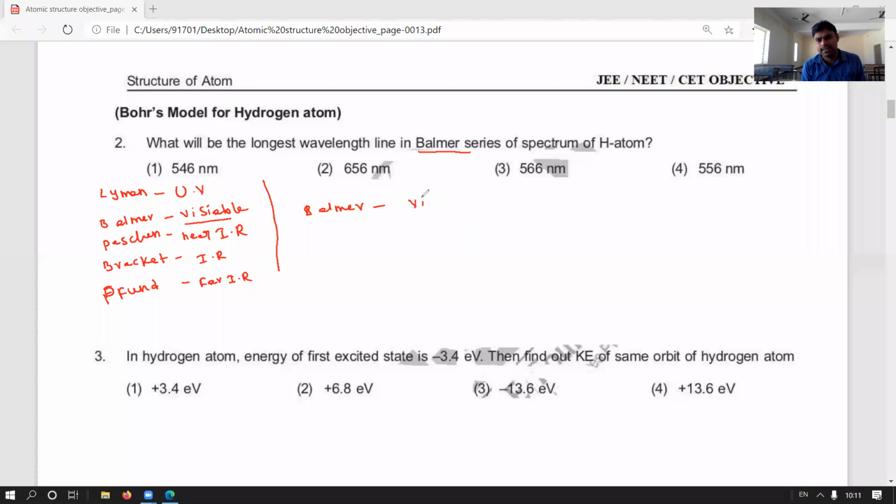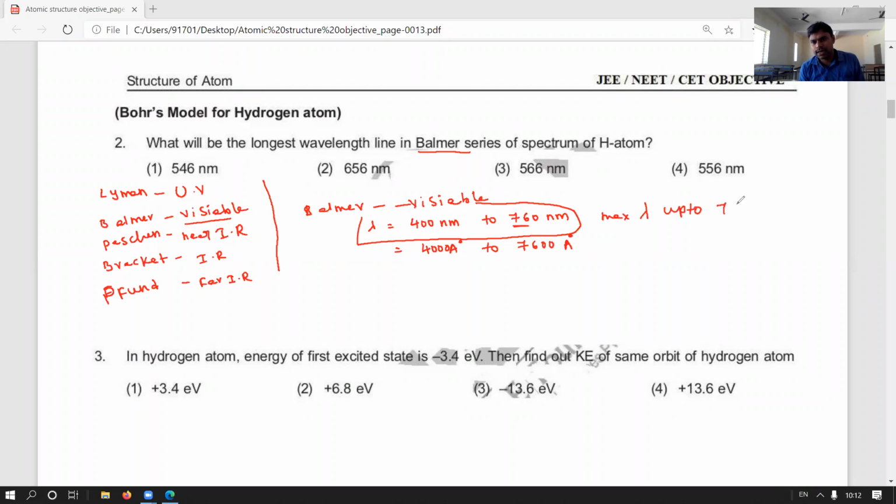The Balmer series is present in the visible region. The visible region wavelength λ is 400 nanometers to 760 nanometers, also known as 4000 angstrom units to 7600 angstrom units. Now for the maximum wavelength, the value of λ lies in this region, up to 760 nanometers. We need to choose the maximum λ value in between 400 and 760, and the answer is the second option.